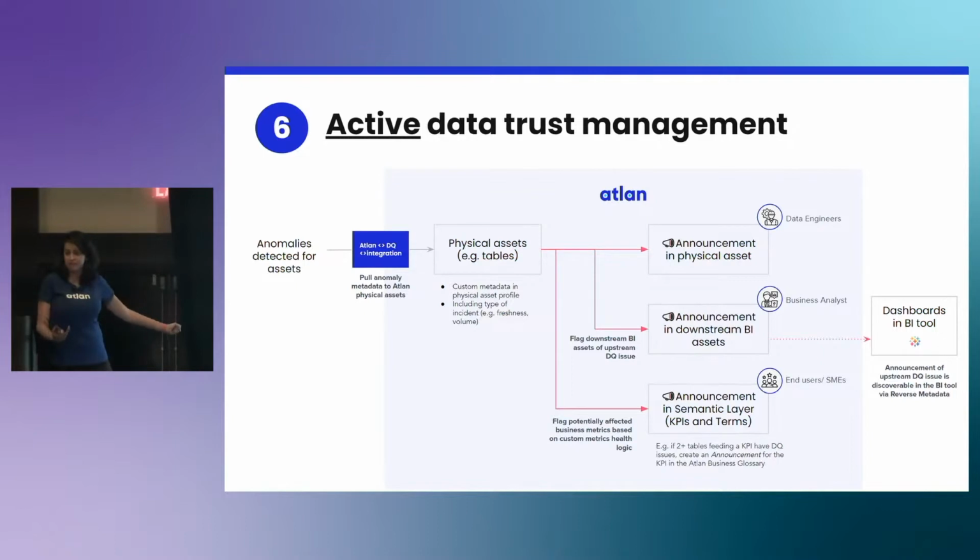The anomaly obviously comes at the physical layer, so this is a table that had an anomaly detected alongside it. What they do from there is they have an automated action that connects those announcements to the physical assets, the downstream BI assets, because now you have lineage, but also the metrics that those tables are actually connected to. And they have logic built into this.